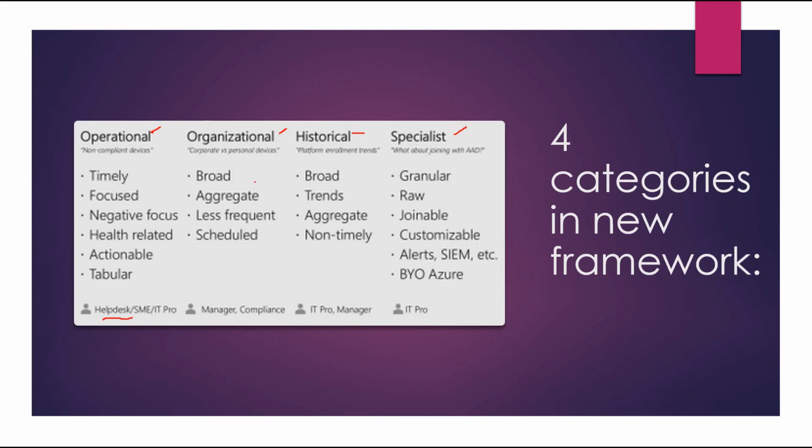An organizational report again is a 1,000 feet overview of the tenant. So let's just say: what kind of policies do we have, what kind of policies we don't have, how often enrollment fails, or how often iOS devices are facing challenges while enrolling. Something like a trend that would help a manager understand how his tenant and his organization are doing. That would be an organizational kind of report.